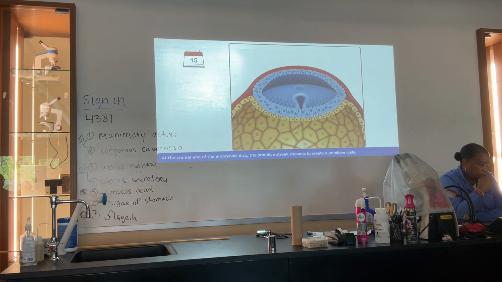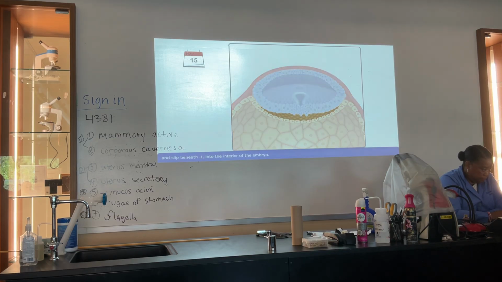At the cranial end of the embryonic disc, the primitive streak expands to create a primitive node which contains a circular depression, known as a primitive pit. This depression continues along the midline of the epiblast towards the caudal end of the streak, forming a primitive groove. Once formed, cells of the epiblast migrate inwards towards the streak, detach from the epiblast, and slip beneath it into the interior of the embryo. This process is known as invagination.